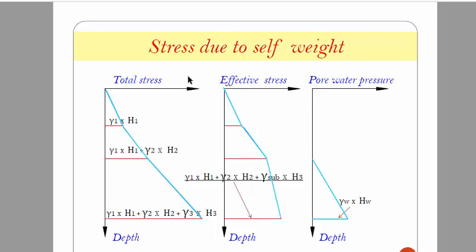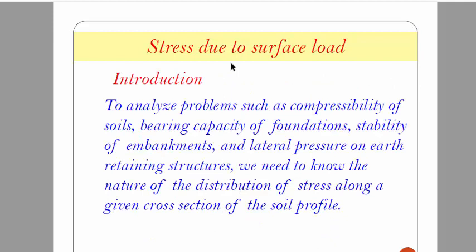Effective stress is the stress from grain to grain contact, in the absence of pore water pressure, and the second is pore water pressure, which is due to the water content. And the stresses due to the surface load, we covered in the last lecture. These stresses are applied to calculate the compressibility, bearing capacity of foundation, stability of embankment, and lateral earth pressure. So we calculate the surface load.